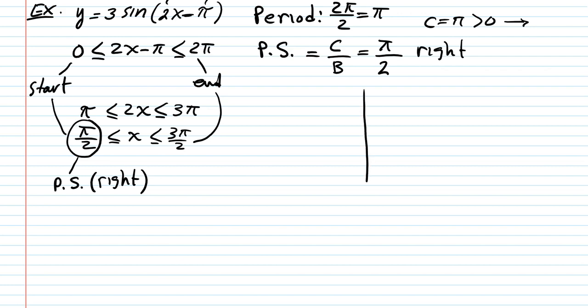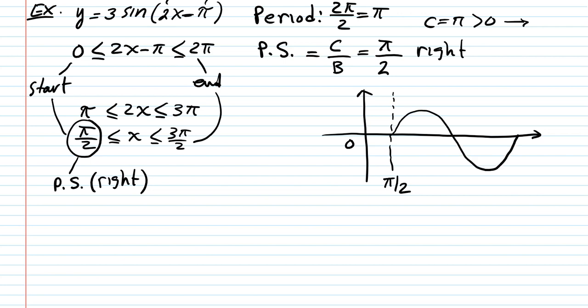And here's how I'm going to graph this thing very easily and rather quickly. So I'm going to start at pi over 2. That's right in here, correct? And I'm just going to draw a sine wave right there. This is pi over 2. The ending is at 3 pi over 2. Those are 2 out of 5 points I need.